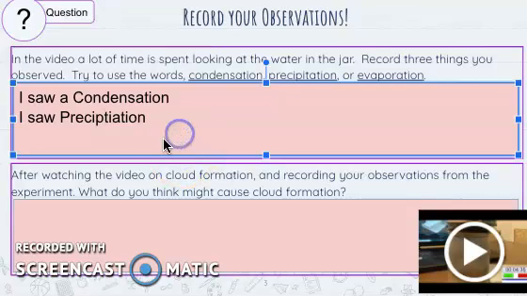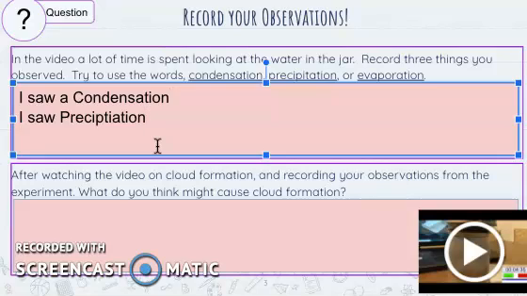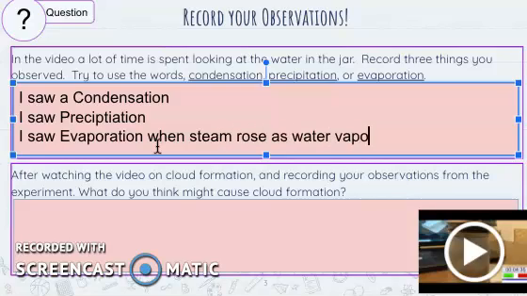And finally, not to be confused with precipitation, sorry about this, I saw evaporation. Evaporation is when the steam rose, okay? So when steam rose as water vapor. All right, so that is 90% of this.